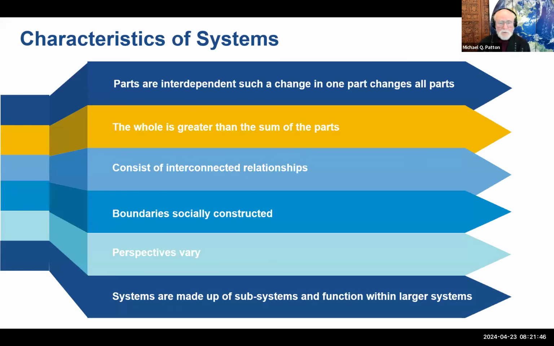So, characteristics of systems. The parts are interdependent, such that a change in one part changes all the parts. The whole is greater than the sum of the parts. It consists of interconnected relationships. Boundaries are socially constructed. Perspectives vary. And systems are part of larger systems and function within subsystems.